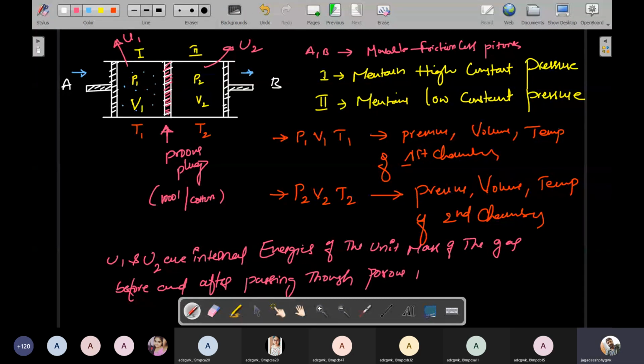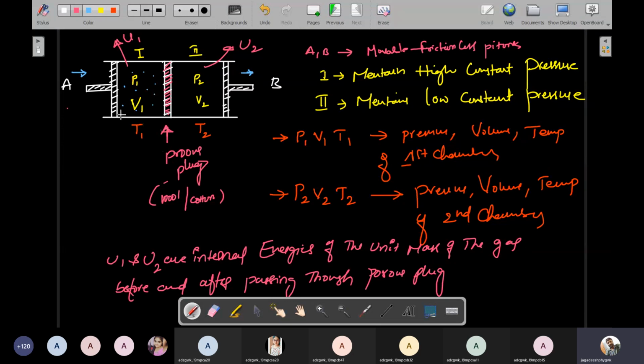So you can understand each and every topic, each and everything I'll explain here. I'll consider once again the porous plug experiment. In this porous plug, we have two frictionless pistons, called piston A and piston B, and the plug consists of two chambers, first chamber and second chamber. These two chambers are separated by the porous plug, which is manufactured from cotton wool. It behaves like an adiabatic valve.